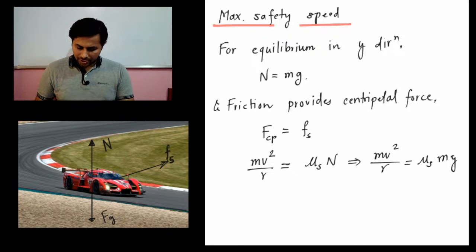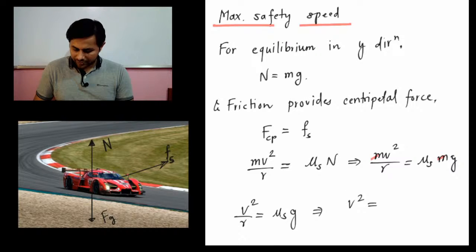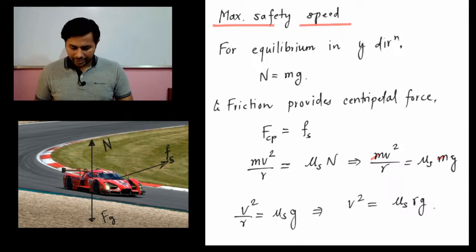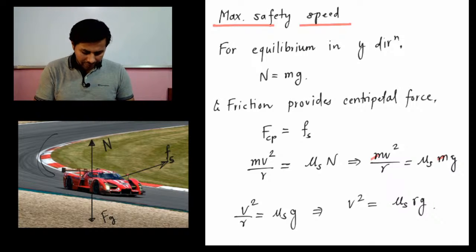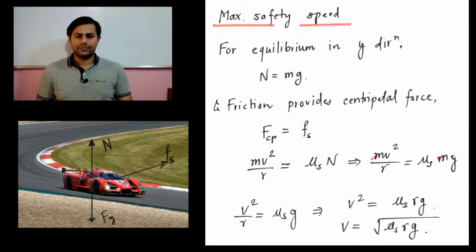Here the m and m get cancelled out, and we are left with v squared divided by r equals mu_s multiplied by g, which implies that v squared equals mu_s multiplied by r into g, where r is the radius of this curve, and therefore v will be equal to the square root of mu_s into r into g.